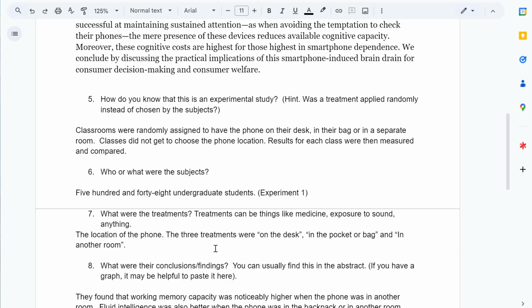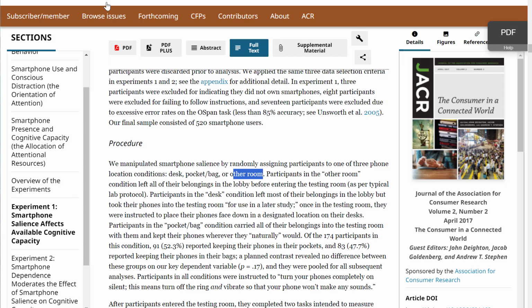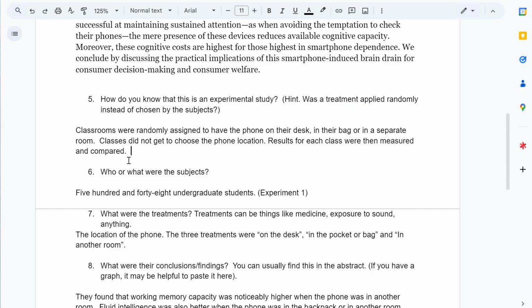And one was in another room. So I have all 3 treatments. How do I know this was an experiment? Well, it says the participants were randomly assigned. So I don't have to say the classrooms.